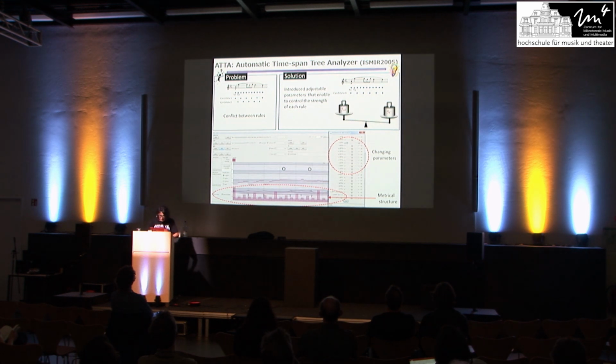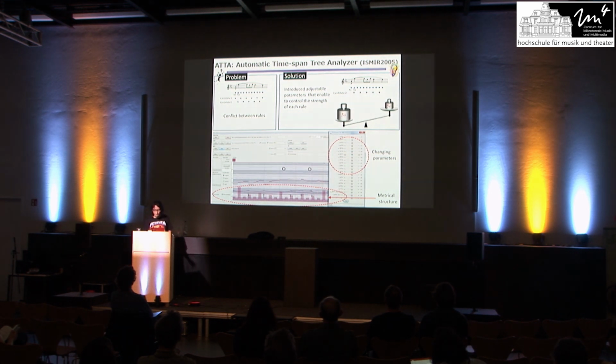For example, here MPR5C will apply, and 5A will apply here. And in this case, the conflict occurs between MPR5C and 5A. A solution to this problem is that we introduced adjustable parameters that enable us to control the strength of each rule. When we change the parameters, the structure will change.